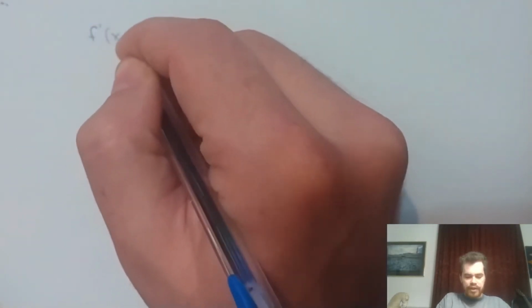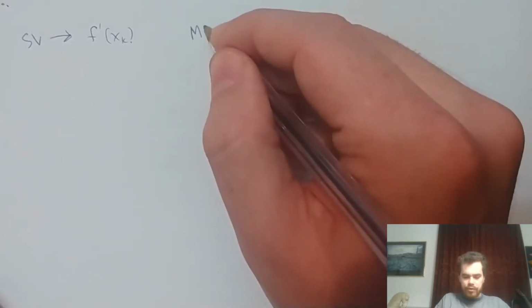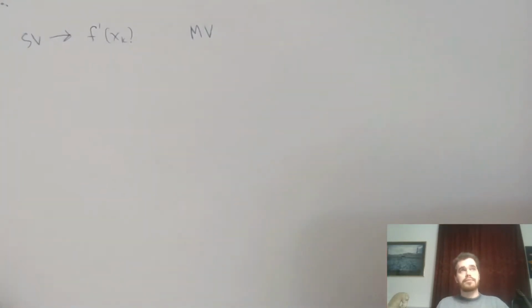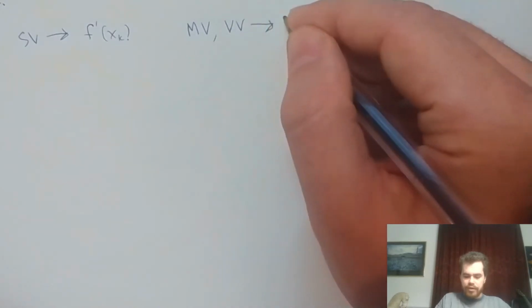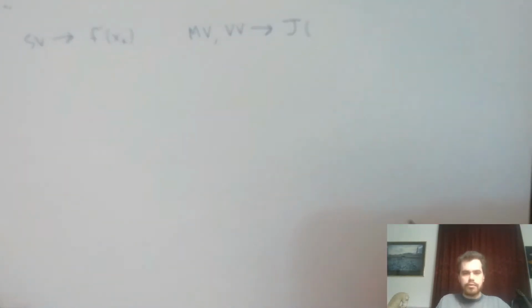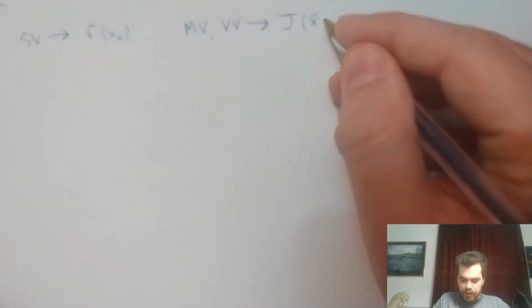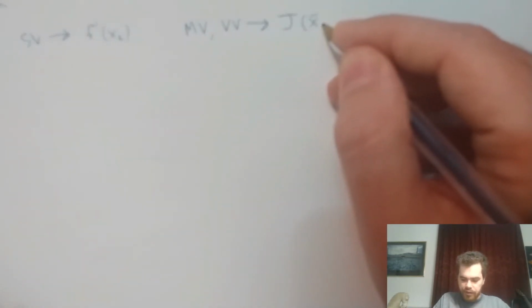Let's talk about the Jacobian. I shouldn't get ahead of myself. So previously we had the derivative, which I wrote as f prime of xk. That's the single variable derivative. For multivariable, or vector valued functions, we have the Jacobian. Ooh, scary new letter. And the Jacobian is a function of a vector x.